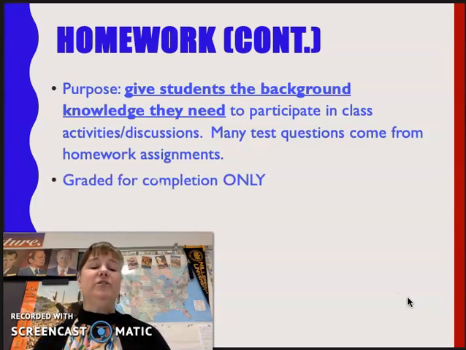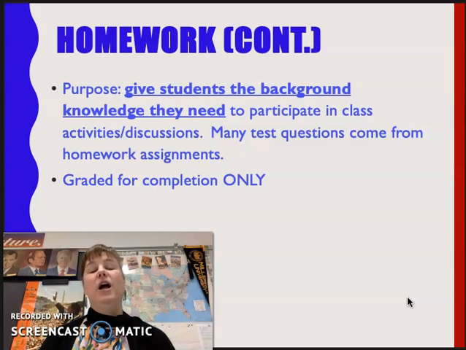Also, it's important to understand that homework is graded for completion only. So if the students complete the homework or the assignment, whether it is classwork or homework, as long as they answer all the questions and do their best with it, they'll get full credit. So if it's a 10-point, 10-question assignment, they answer all 10 questions, they get a 10 out of 10. If they only answer half the questions, they get a 5 out of 10. If they answer 8 of the questions, they get an 8 out of 10.